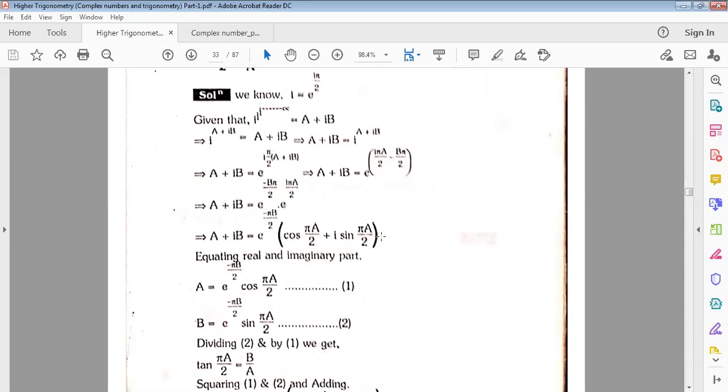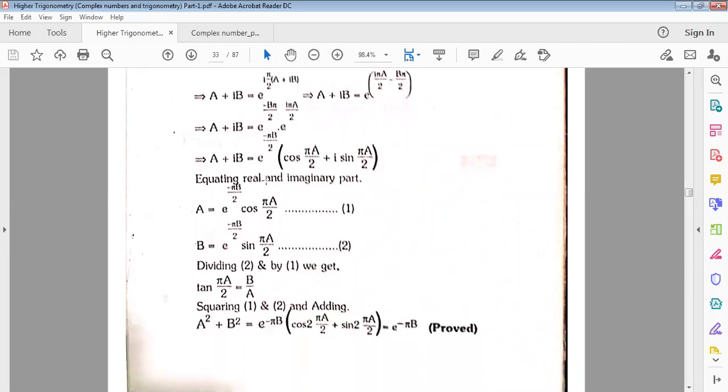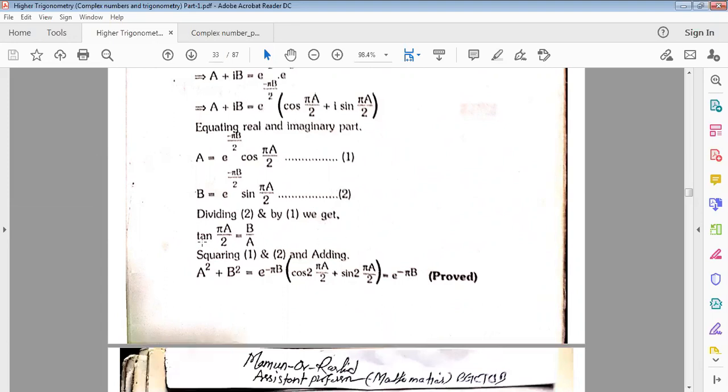A plus ib equals e to the power minus pi b by 2, and this I pi a by 2 can be written as cos theta plus I sin theta, e to the power I theta formula. Now equating real and imaginary part on both sides, a equals this power and this cos term, and b equals this power and sin term, equation 1 and 2. Now dividing equation 1 and 2, we get tan pi a by 2 equals b by a, and squaring, then adding, we get a square plus b square, this one.